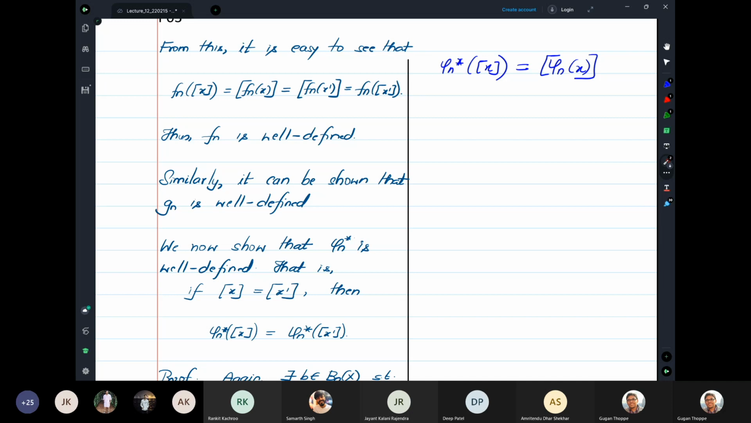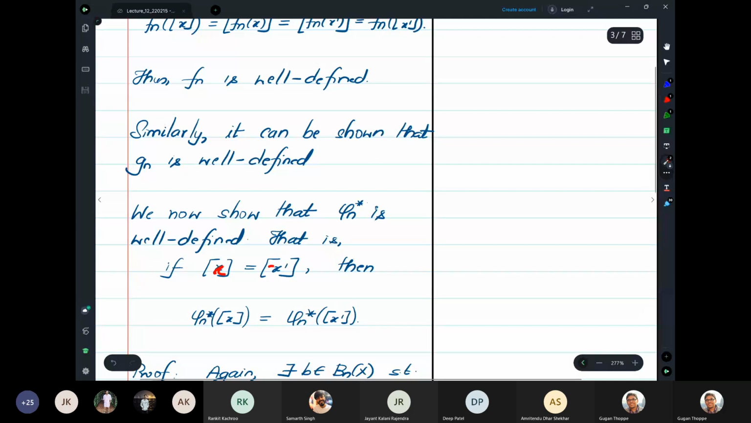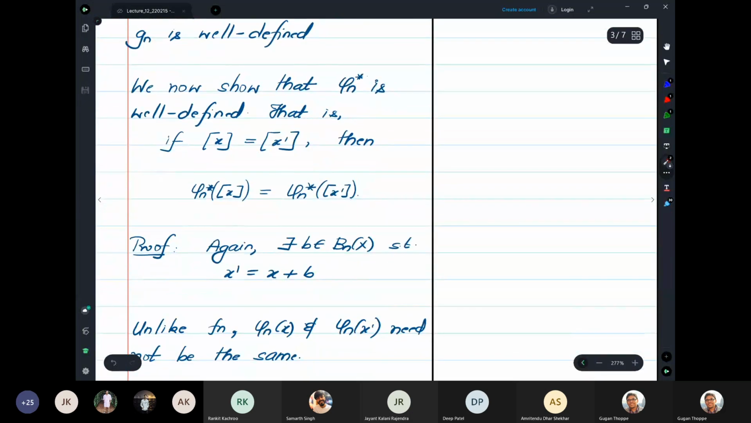So in the same way as we did before, we have to ask if, let's say, x and x prime are two elements in the kernel of fn such that their equivalence classes are one and the same, right? Then these two functions should give the same output. I hope this is clear why we need to verify this. So let's now try to prove this part.